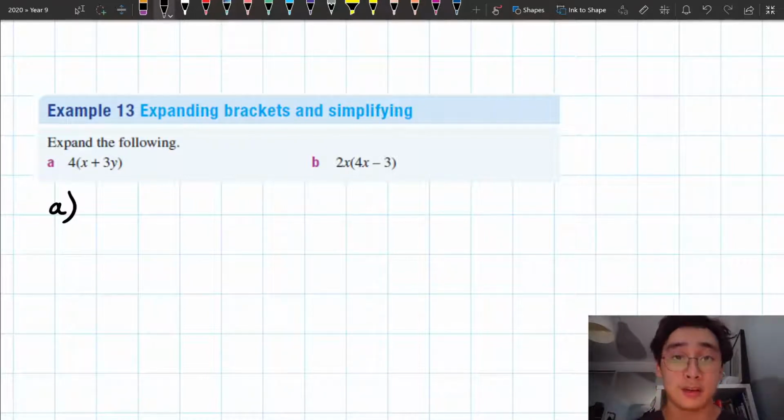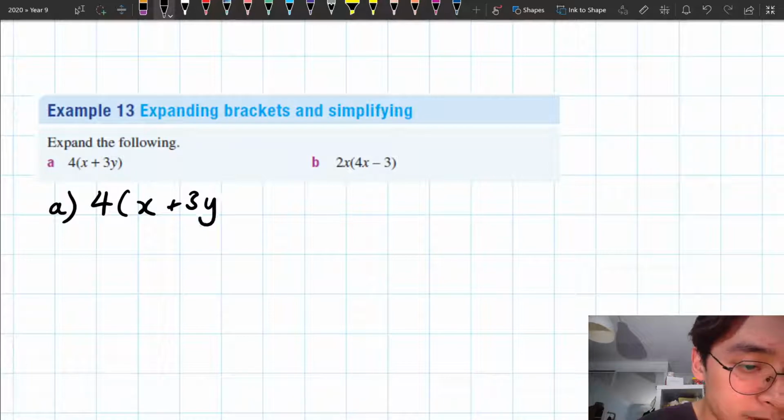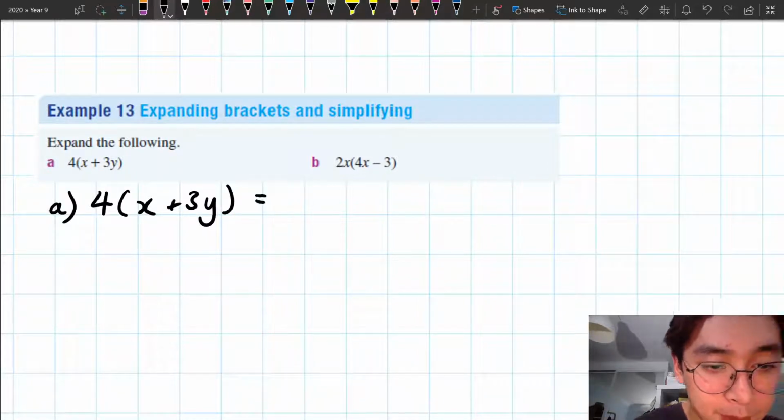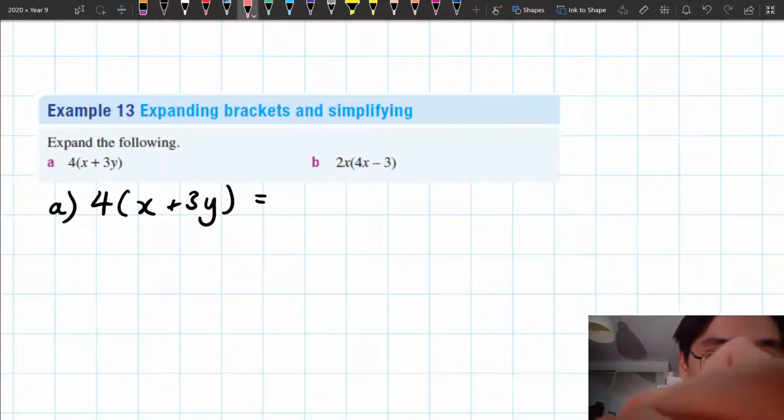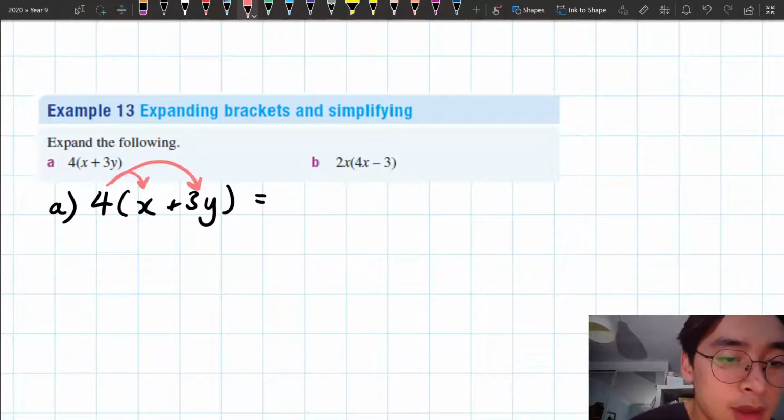But the thing that's different with these examples is that you might need to be careful with those multiplication steps. So this needs you to refer back to the previous chapter that we just did on multiplication and division. So let's have a go at this first one. I've got 4 bracket x plus 3y. Okay, I'm going to draw my arrows. 4 connects to that x, and 4 connects to that 3y.